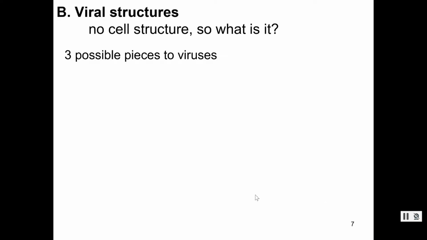Okay, so a virus is made up of very, well, before we talk about that, a virus is very small, right? So you need an electron microscope to even see it. So the things that make up a virus are going to be very few. We need the bare minimum.